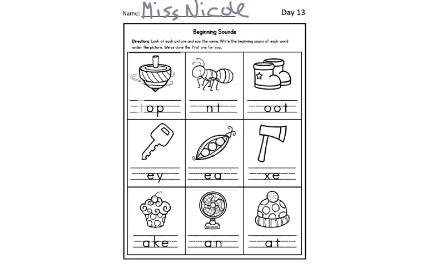Okay, the directions say, look at each picture and say the name. Write the beginning sound of each word under the picture. We've done the first one for you. So let's see, the first picture is a top. Do you see how they wrote T, the T sound?